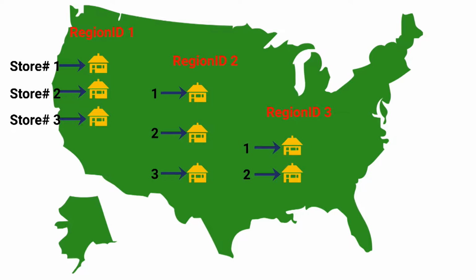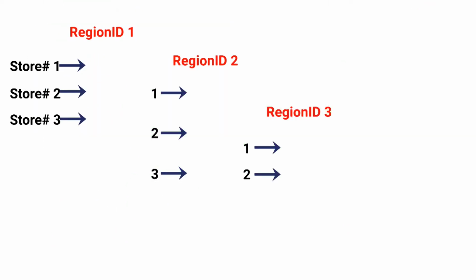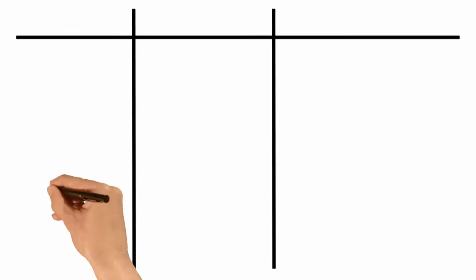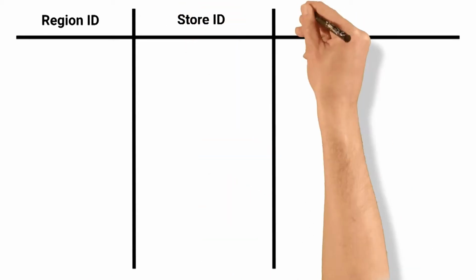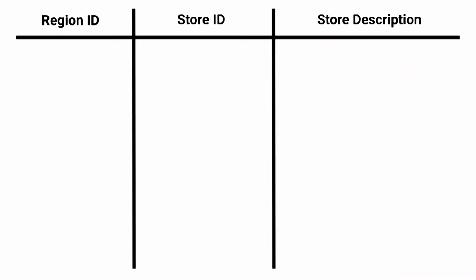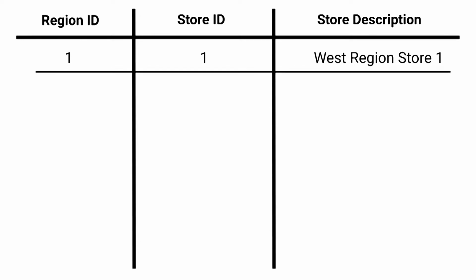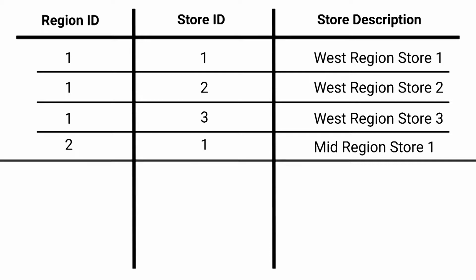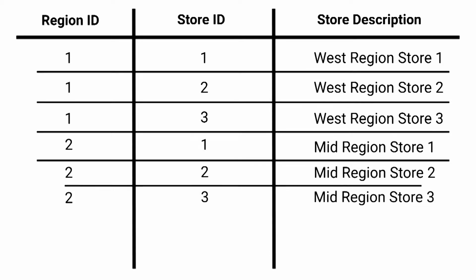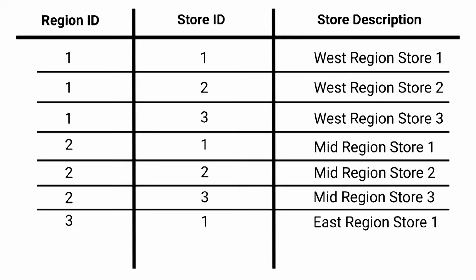Now let's take a look at what a table might look like in a data warehouse for this type of region store setup. So you have your column region ID, your store ID, and maybe a store description. Let's add some data to this table based on the map we just drew in the previous slides. Region 1, region 2, and we'll add region 3, stores 1 and 2.